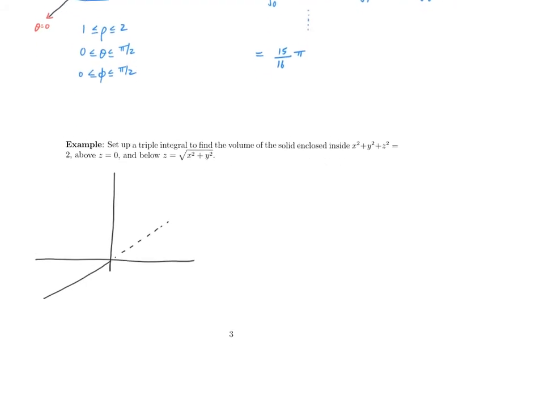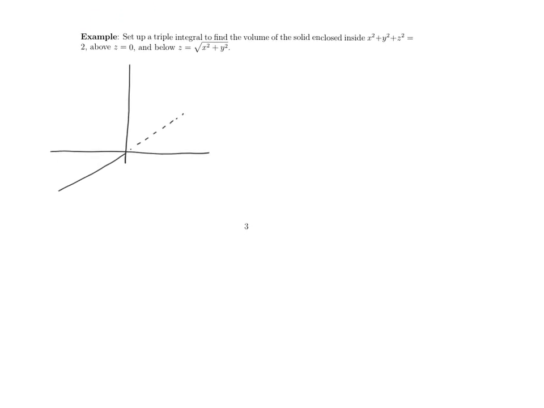Let's move on to the second example. Let's set up a triple integral to find the volume of the solid, which is enclosed inside x squared plus y squared plus z squared equals 2, above z equals 0, and below the surface z equals the square root of x squared plus y squared. And let me start off with the intuition. Because we have a sphere and a cone, it seems reasonable for us to try spherical coordinates.